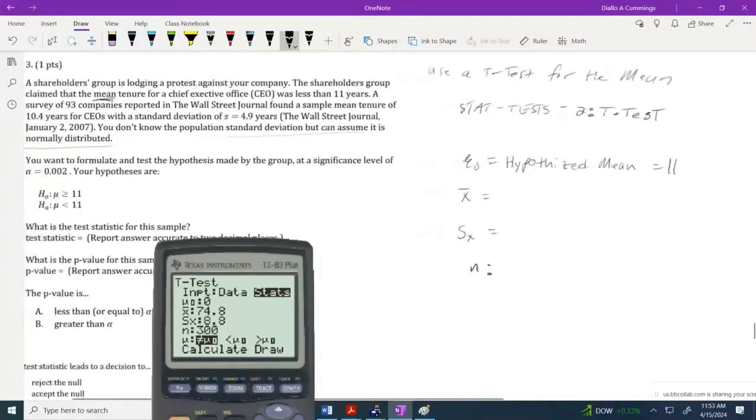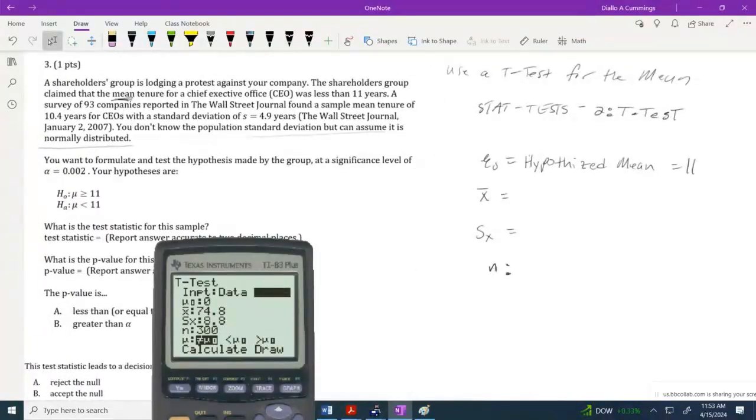What do you think x bar is going to be? Well, that's the average, 10.4. All right. Okay, what is S sub x? That's the standard deviation of the sample, which is 4.9. And what is N? 93.